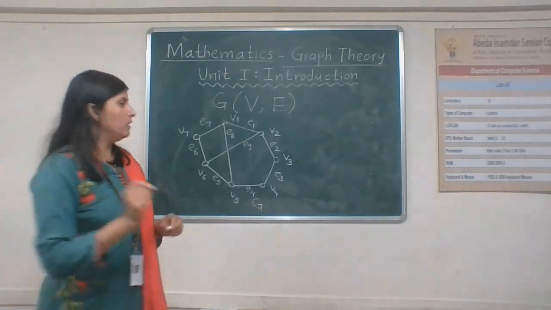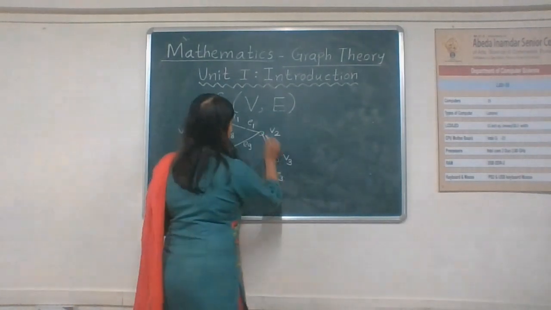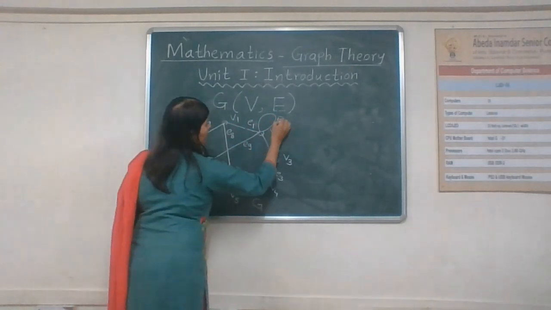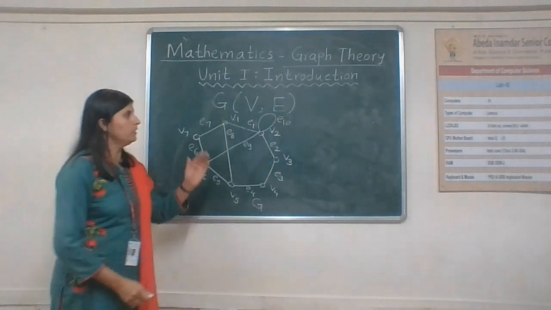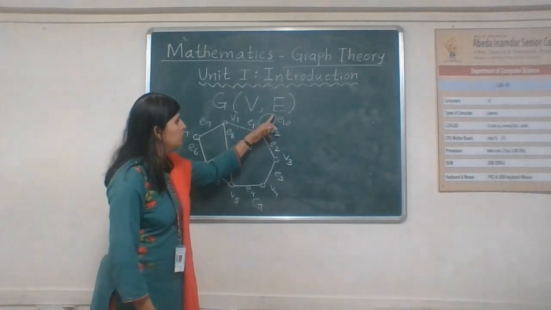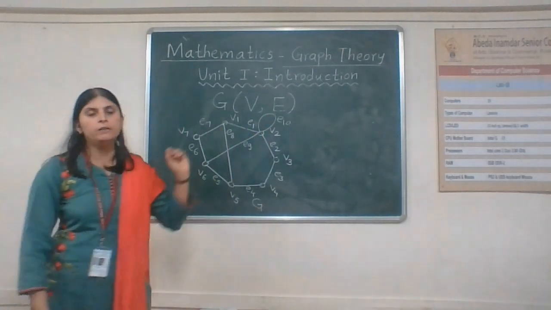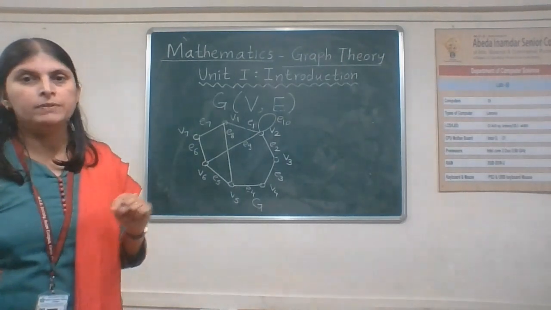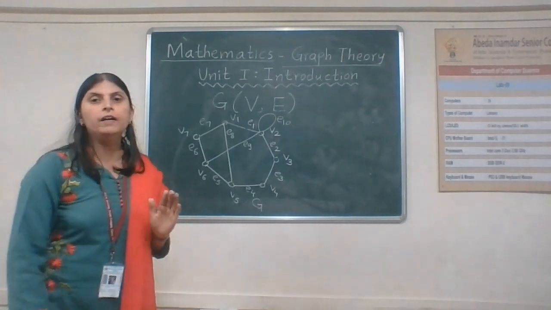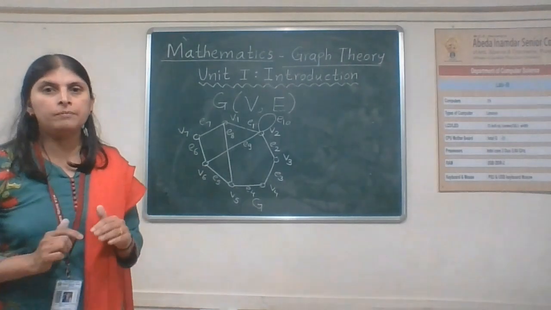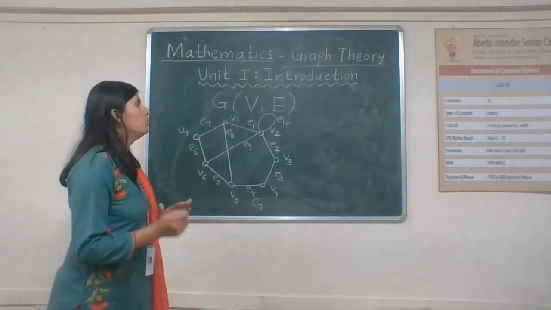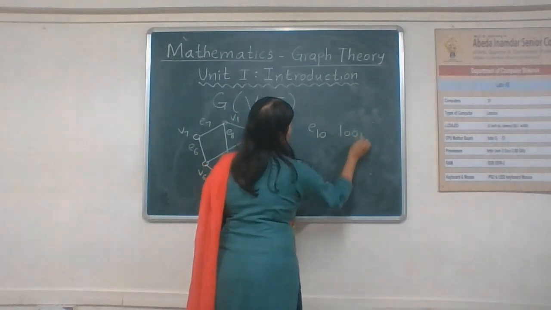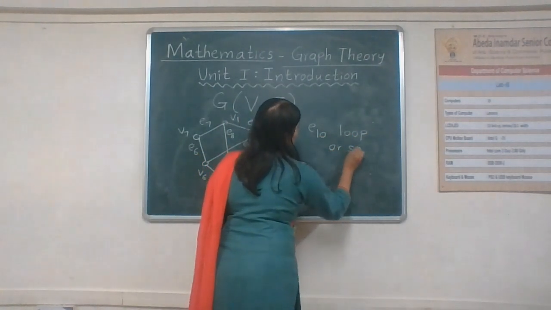Now see what is the meaning of loop. See this part. Now I will call this edge E10. For E10, it starts at V2 and ends at V2. That means for E10, both the end vertices are the same. So whenever both the end vertices of an edge are the same, then that edge is called a loop. So in this case, the edge E10 is called a loop or self loop.